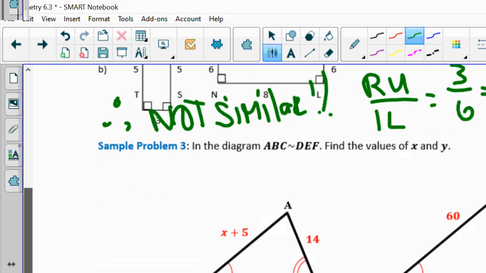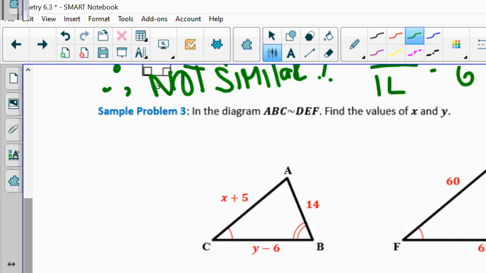All right, so now it says in the diagram, triangle ABC is similar to triangle DEF. Find the values of X and Y. So if they're similar, I know that I have proportional sides. I know that all of the sides then will have the same scale factor.